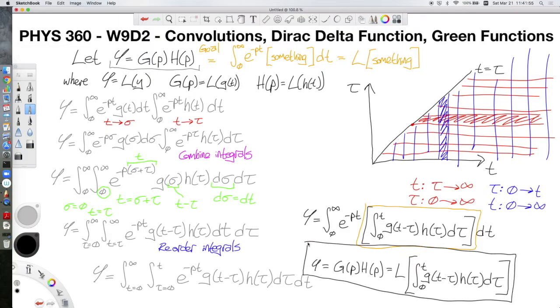So this right here, this function, is called a convolution. Let me outline it in, we'll say, pink. It is the convolution of little h and little g, which is written as g star h.